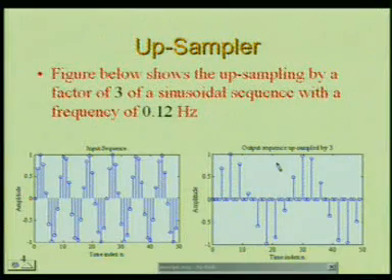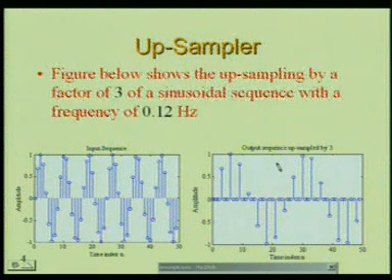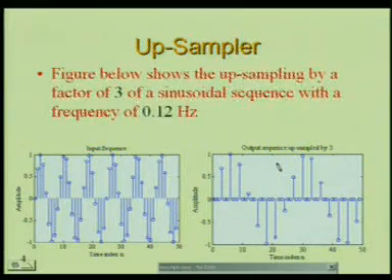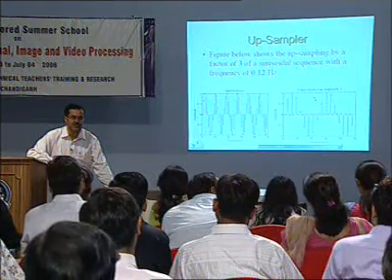This figure shows the upsampling by a factor of 3 of a sinusoidal sequence with a frequency of 0.12 hertz. I think you can understand this. The left figure shows the input sequence x[n], and the right-hand side figure shows the upsampled version of the input sequence x[n] with the upsampling factor 3.